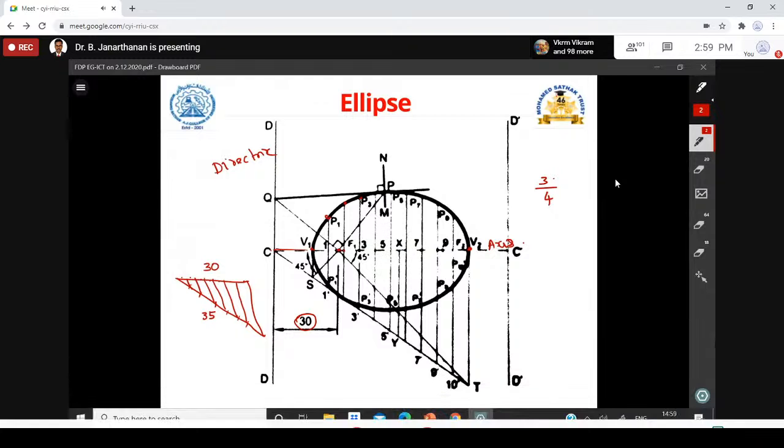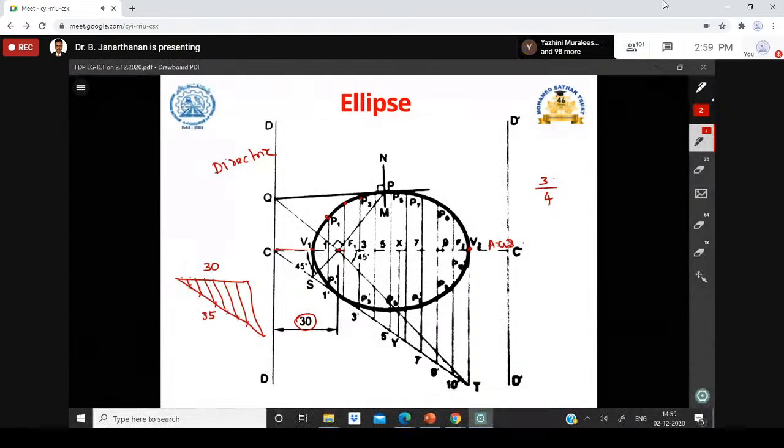If you tell this, then students may be able to finish the curve with a perfect ellipse. So from this focus, draw a line at an angle of 45 degrees. Then when this line cuts this, the line from this line, that is in this figure they have drawn on the downside.